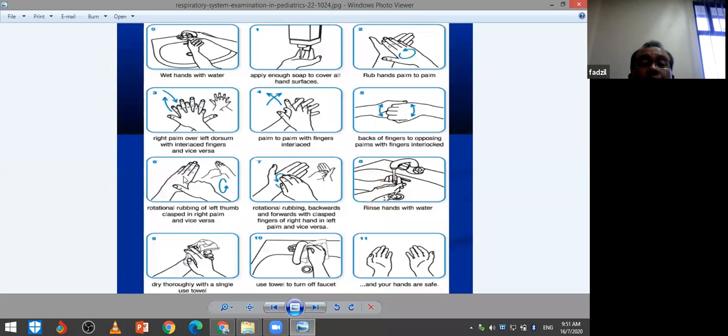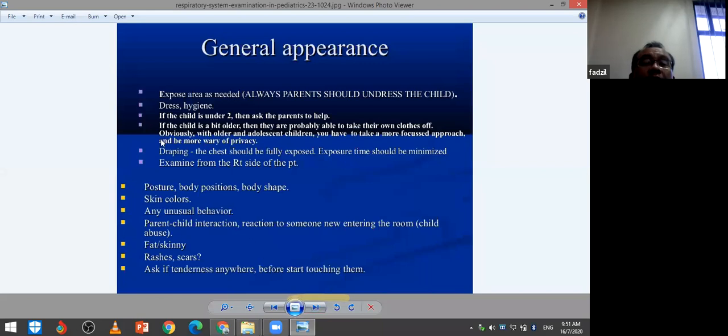So wash your hands properly. Clean up, very important, because you're the one who can transmit disease to the child, to the patient. And then always look at the general appearance. Exposed area needed. Unlike an adolescent, whom you can expose properly, with children sometimes you have to play around. But please try to expose.